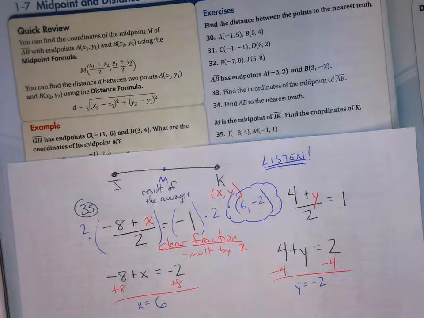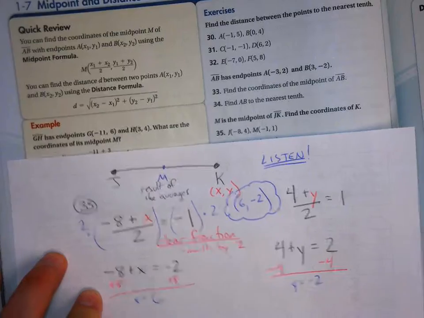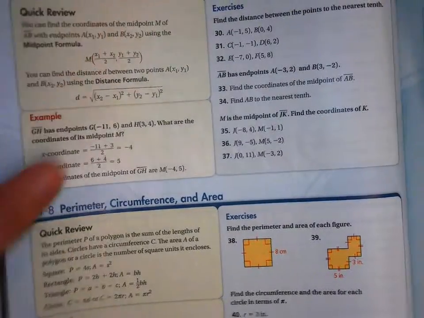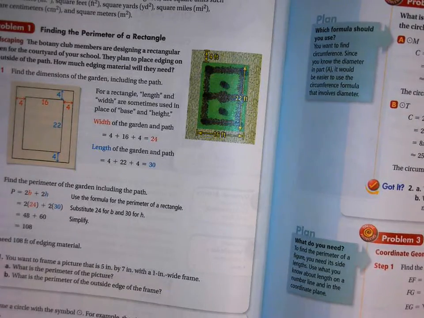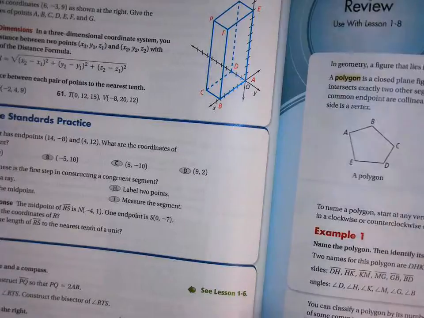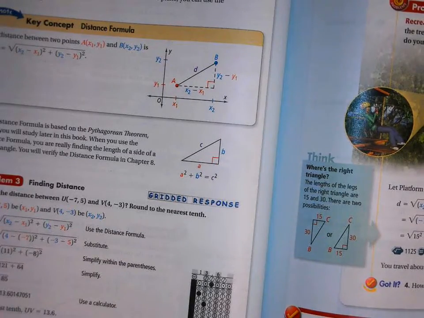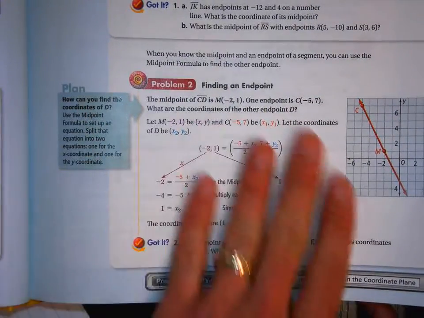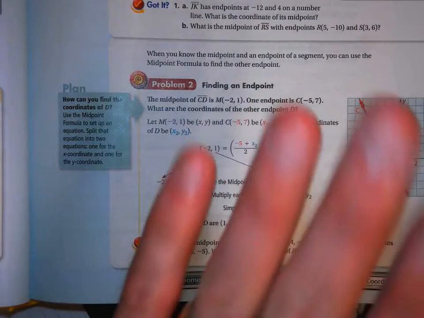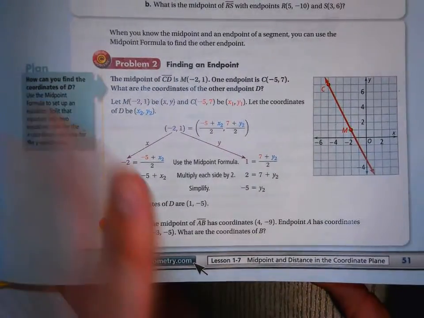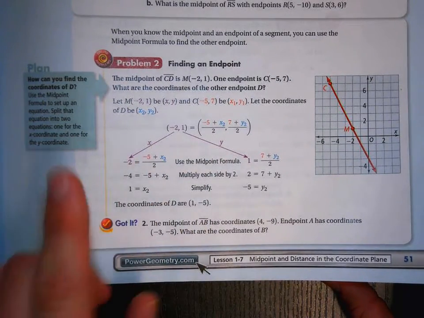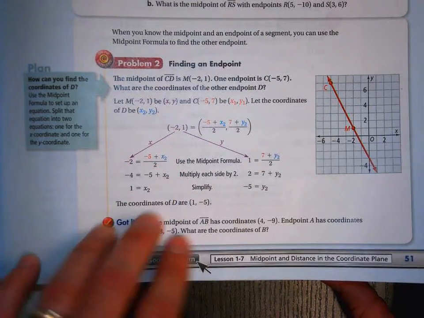So that is how we use the midpoint formulas for working with endpoints. Now let me skip back to the textbook because they show you this as well. This is in the textbook as well, but I'll teach you how to figure that out. So all of that crazy old algebra is happening in the textbook. It's right here in problem 2, where it's talking about finding an endpoint. This is exactly what we just did, but the textbook is there to help you. I'll show you how that shortcut works in a second. So here it sets up the equation.